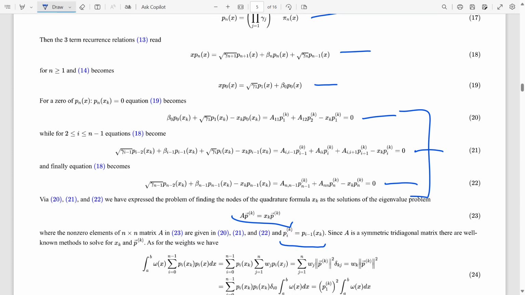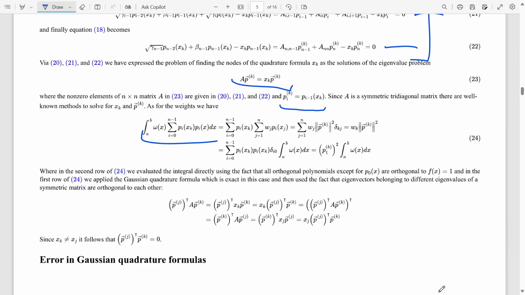Careful inspection of our equations that give us the entries of A tells us that it is a symmetric tridiagonal matrix. And there are lots of programs available to solve this kind of problem. Given a solution, xk is a node of the Gaussian formula, and to get the weights, we start with this integral, and apply the quadrature formula, getting to here.